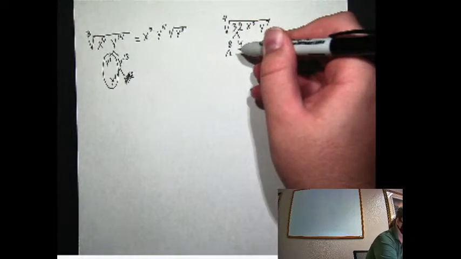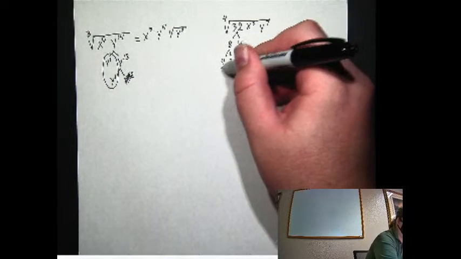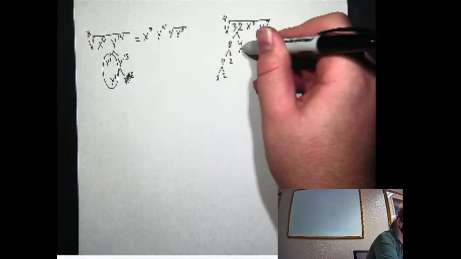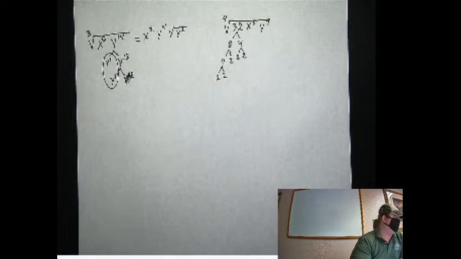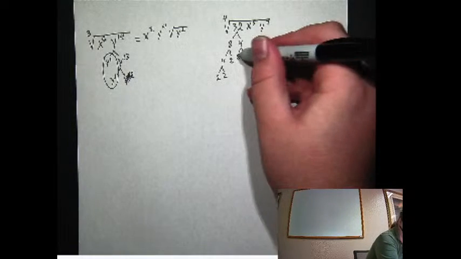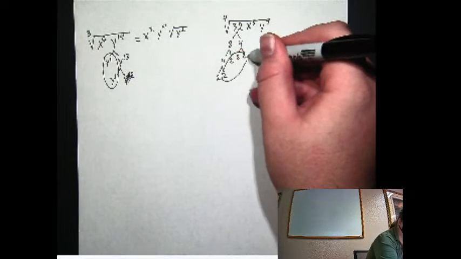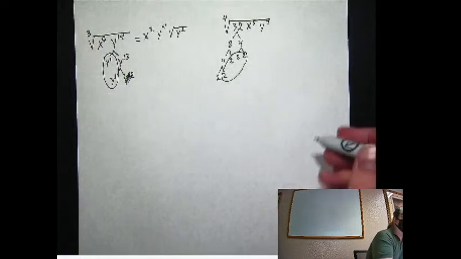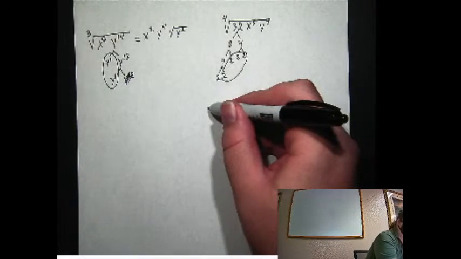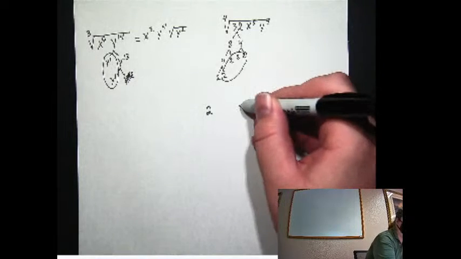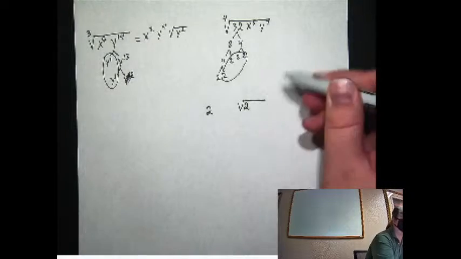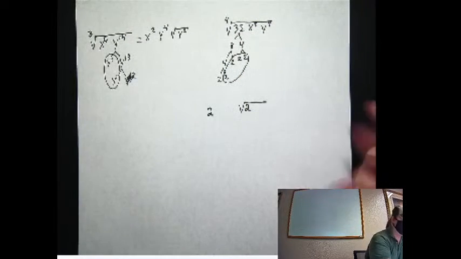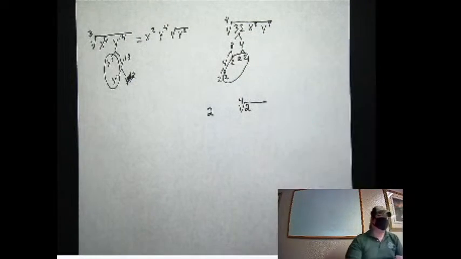8 is what? 4 and 2. 4 is, of course, 2 and 2. So again, we need a group of 4 that match. Do we have at least 4 things that match? Yeah. We have all these 2's right here. So they match. So that means we can take a 2 out. And what will be left over under here? 2. Well, not quite at the x yet, but good. Okay?